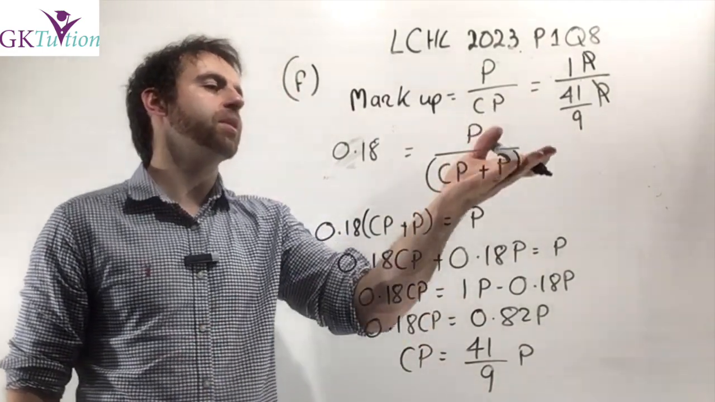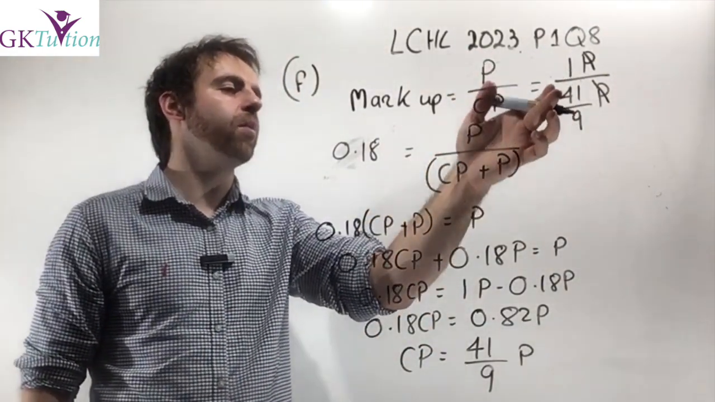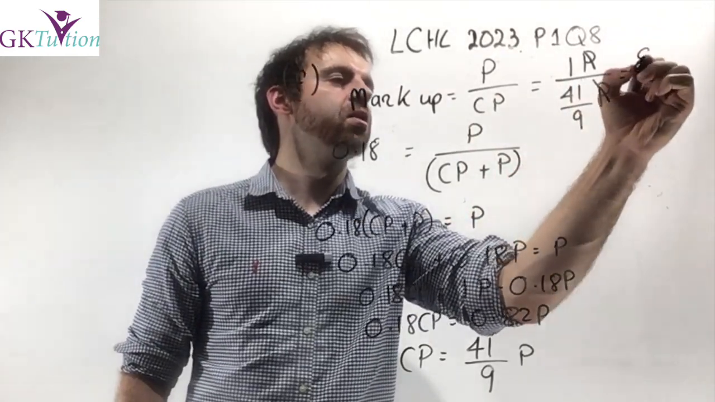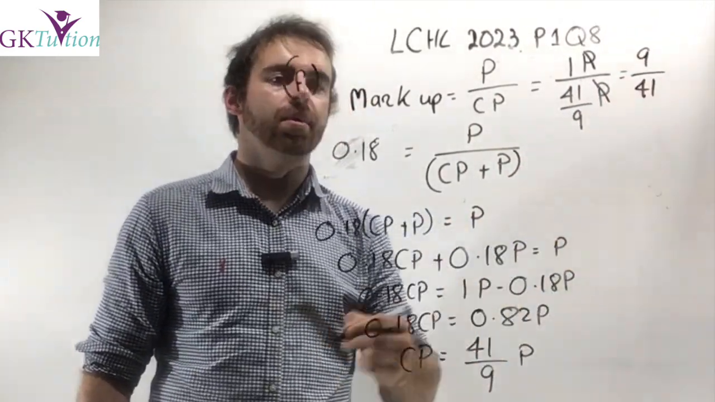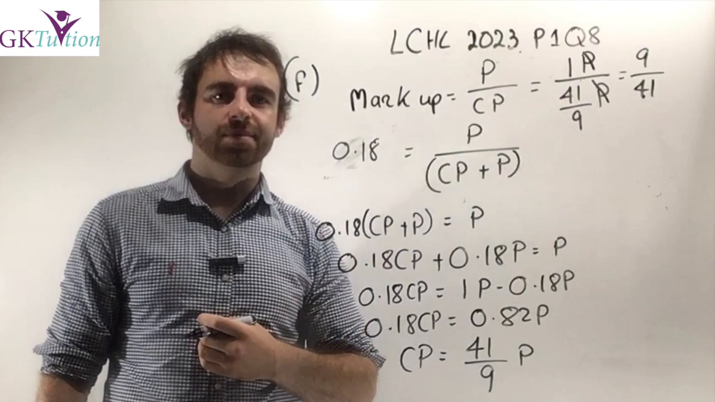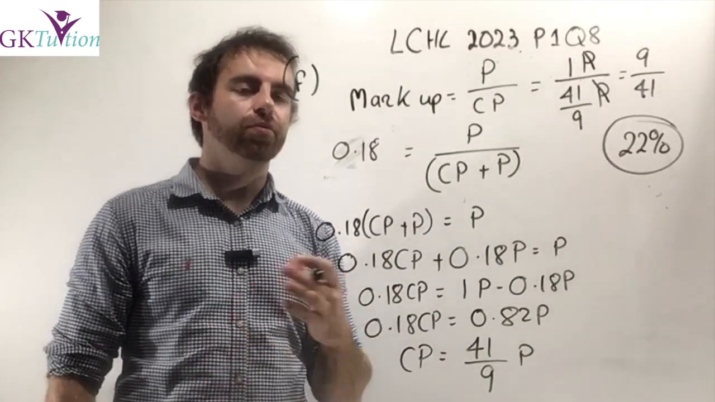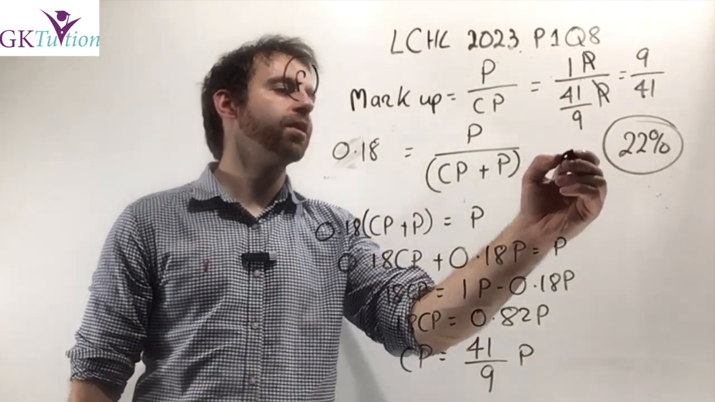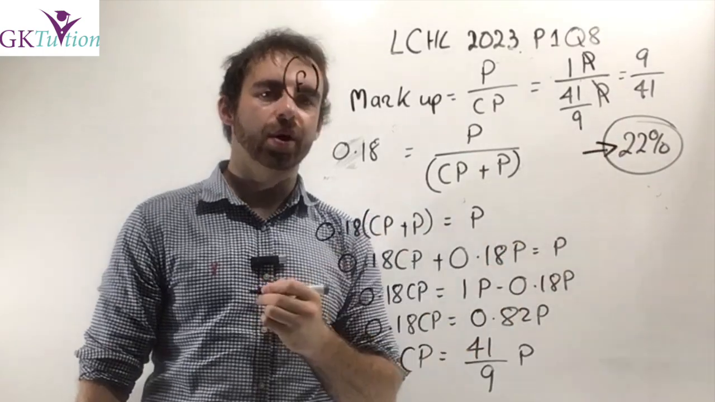And now, if you plug this into your calculator, 1 divided by 41 over 9, that gives you 9 over 41. And all we have to do now is get this as a decimal and as a percentage. So if we multiply this by 100, our final answer is that the markup is equal to 22%.